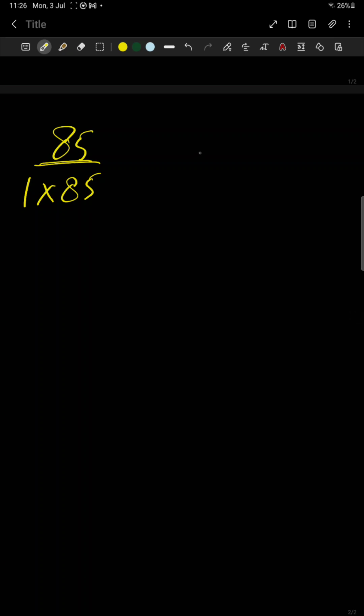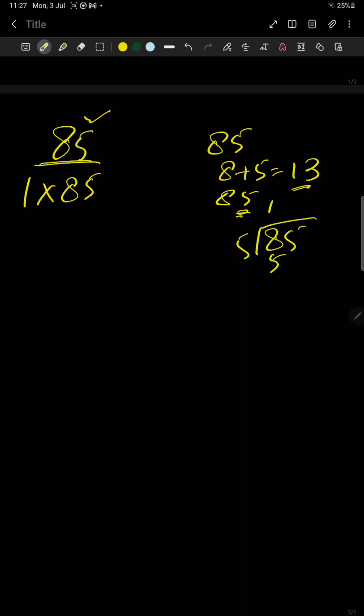Now we will check 3. For 85 we will use the divisibility rule: 8 plus 5 is equal to 13. 13 is not divisible by 3, so 85 is also not divisible by 3. We are not going to check 4 because it is an even number. Then we will check 5. Yes, 85 must be divisible by 5 because the last digit is 5, and the divisibility rule of 5 is that the digit at the unit place must be 0 or 5. So we will check now.